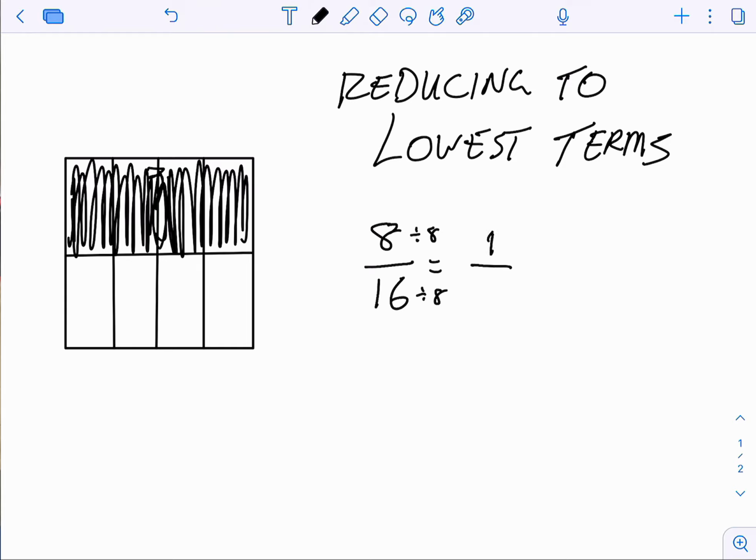So that's going to give me a 1 on the top and a 2 on the bottom. So 1/2 is an equivalent fraction to 8 over 16, but 1/2 is in lowest terms, because the only factors of 1 are 1, and the factors of 2 are 1 and 2. So the greatest common factor between those two is 1.